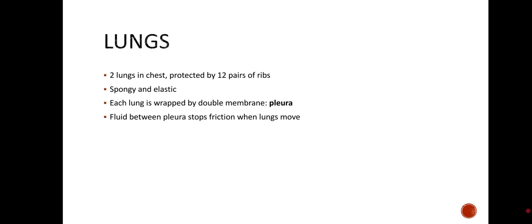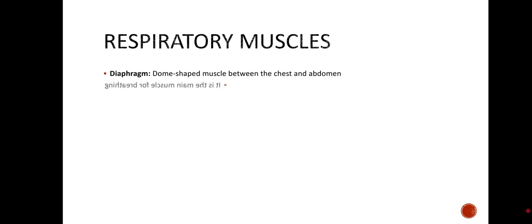Okay. So now we're going to the respiratory muscles. In the respiratory muscles, firstly we have the diaphragm. The diaphragm is a dome-shaped muscle between the chest and the abdomen. Now the diaphragm contracts and flattens, altering the volume of the chest cavity, and is important for breathing. It is the main muscle for breathing.